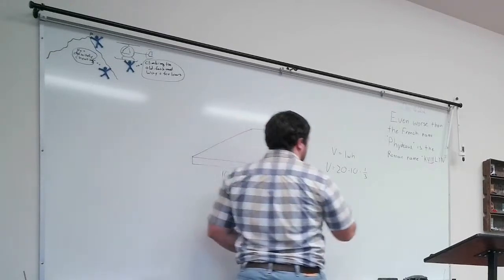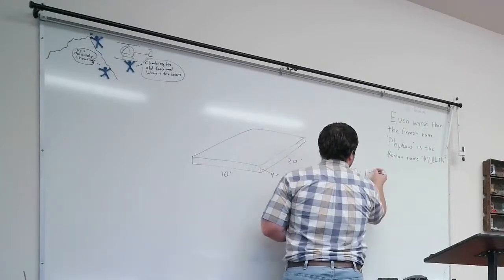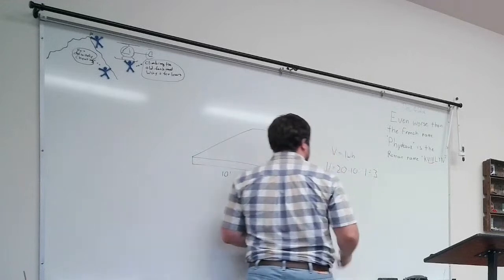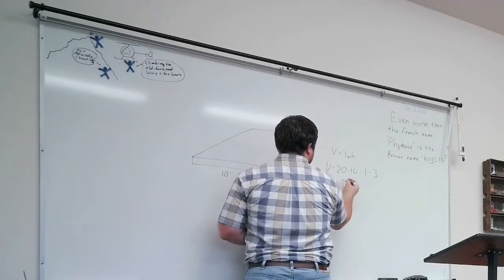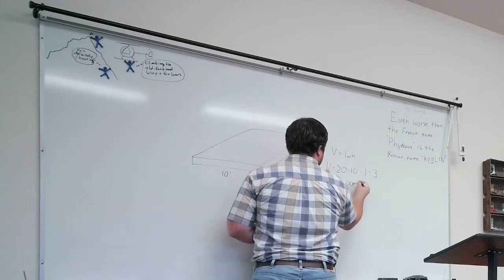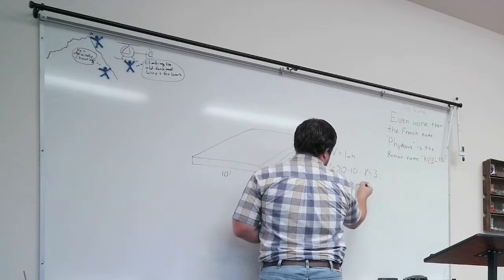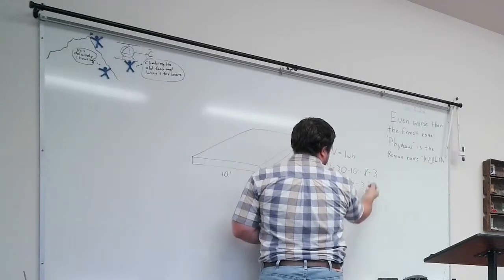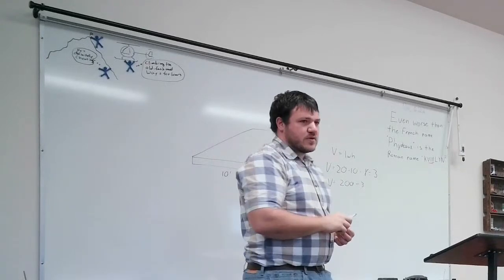So what we can do here is just multiply by 1 and divide by 3. We have 200 times 1 divided by 3. We don't need the 1, we can just divide by 3. So 200 divided by 3 is our answer.